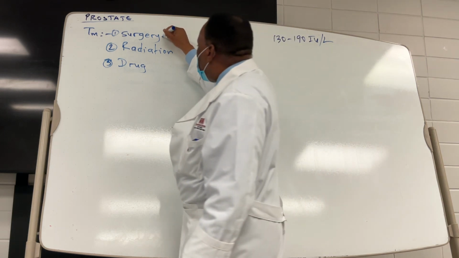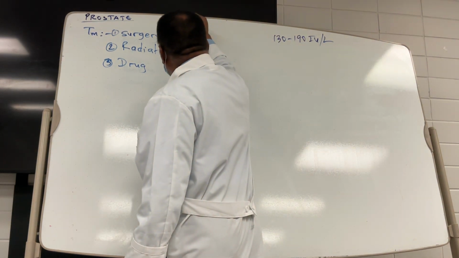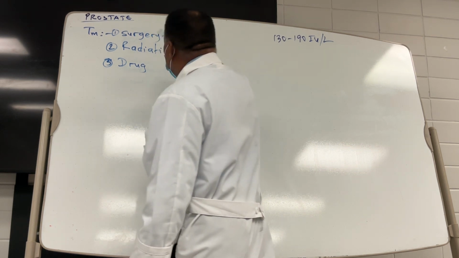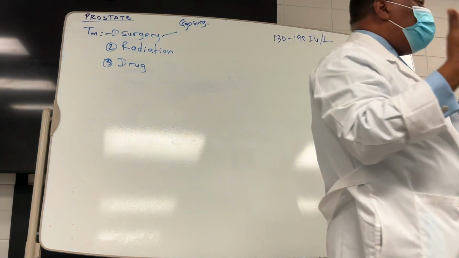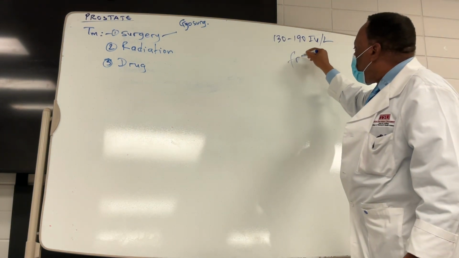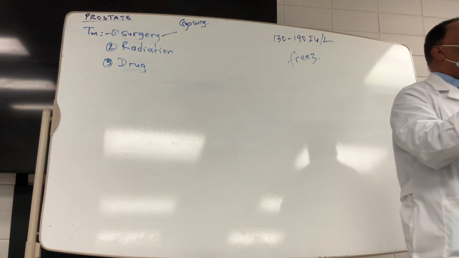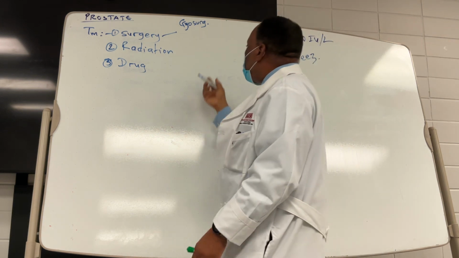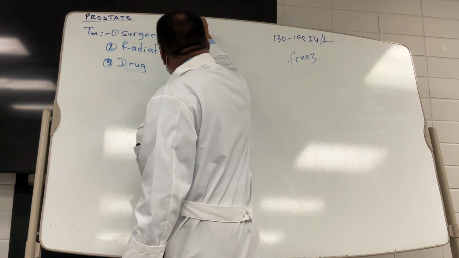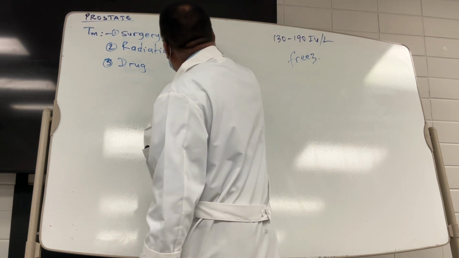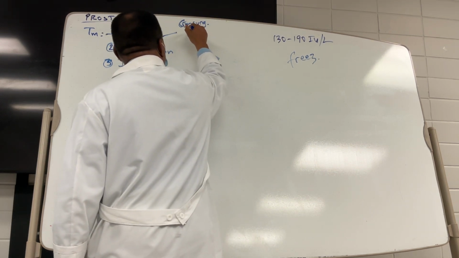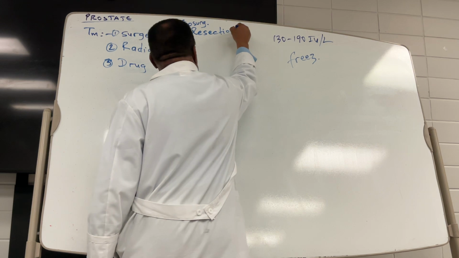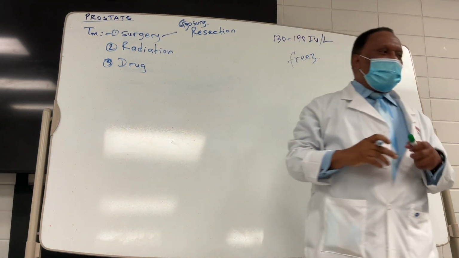In terms of the surgery, one can use what is called a cryosurgical process. Okay? And cryo simply means freezing. Okay? So they freeze the tumor and then it can be easily ablated or cut off. So that's cryosurgery. One can also use a resection of the prostate.